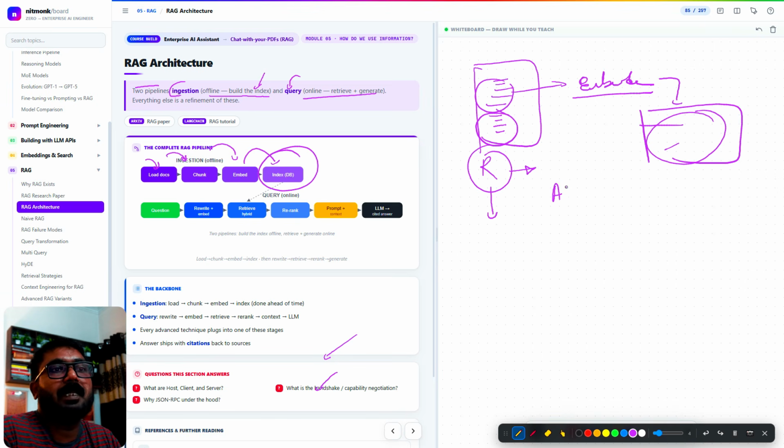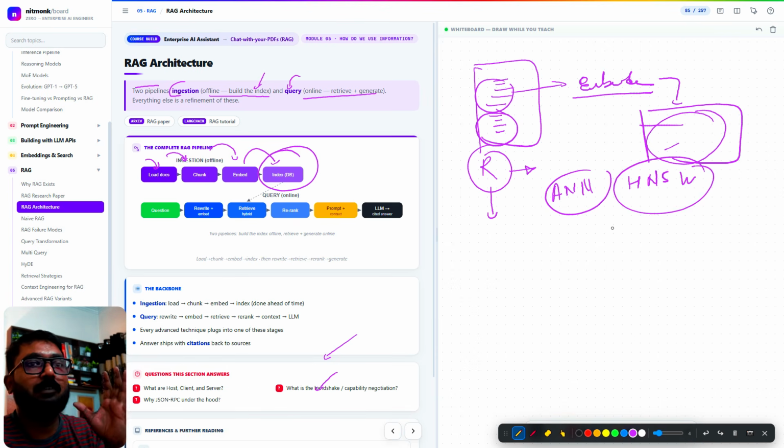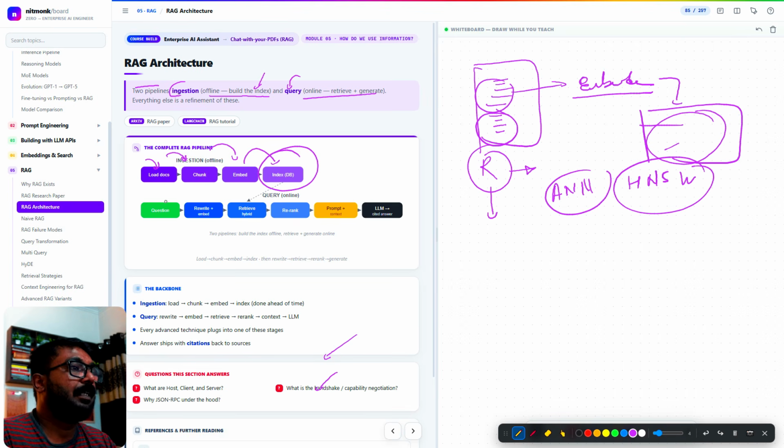This indexing happens with ANN algorithms like HNSW, and there are many other algorithms available to make sure that once we do the indexing, we can do a fast search, like graph search, or build a centroid, like Pinecone. You have already seen the slides, correct? Then once we do the query, there is a question.